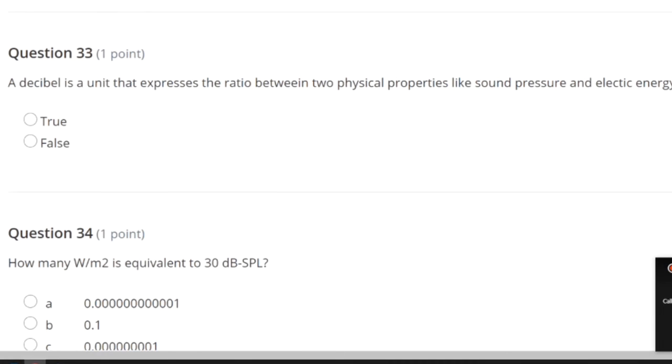Question 33. A decibel is a unit that expresses the ratio between two physical properties like sound pressure and electric energy. That's true. A decibel reflects a fraction or a ratio, sound pressure level, and electric energy.